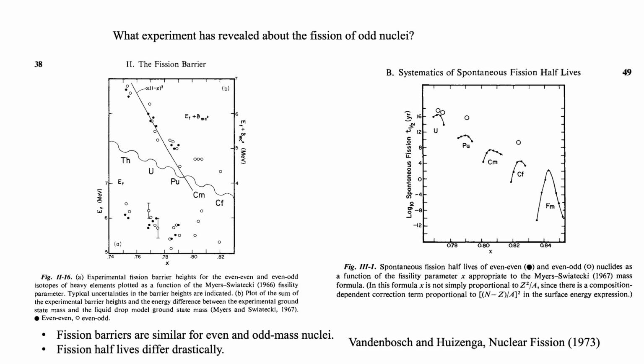This is the logarithmic scale here, log of 10. You have 4 orders of magnitude difference. So the fission of an odd nucleus, it's really serious in that. Why? How are you going to explain this?